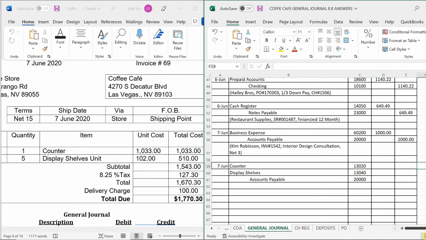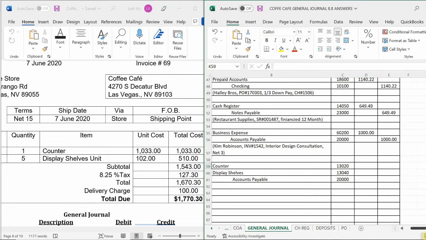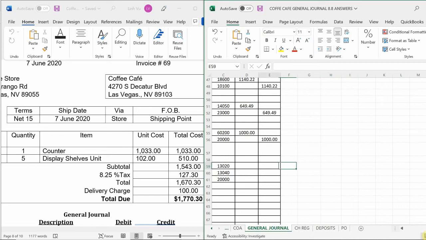Now in this case, we need to figure out how much each of those items are going to be. We know for a fact that okay, so let's break it down. So how much did I buy, how much was my counter? No, not the tax yet. I want to know what my item was before tax. How much did I pay for the counter? $1,033.